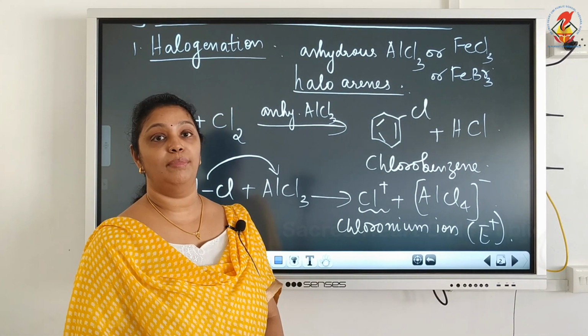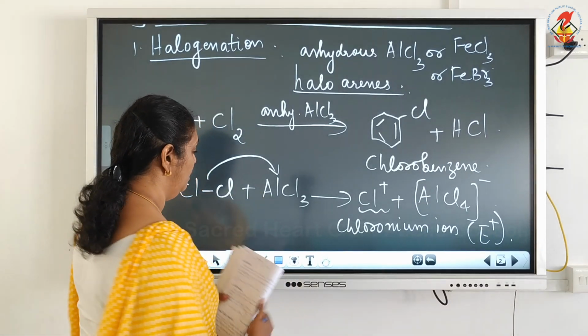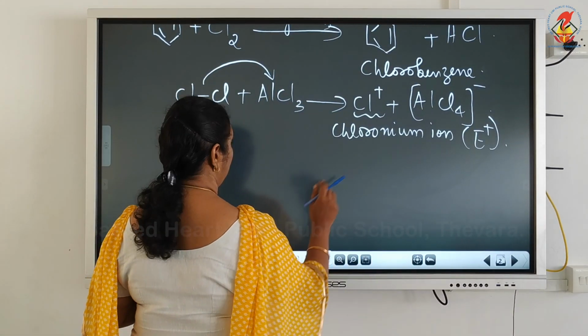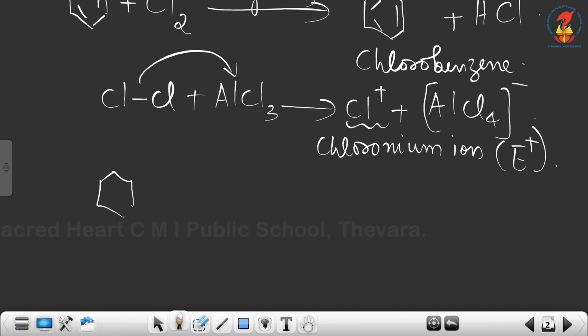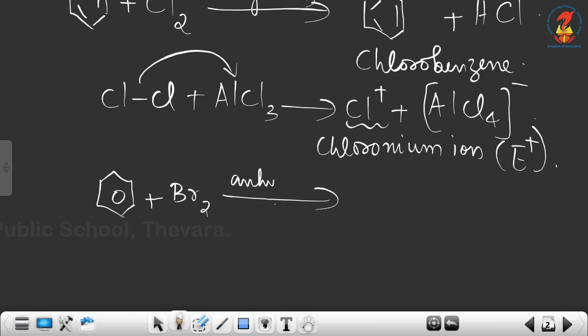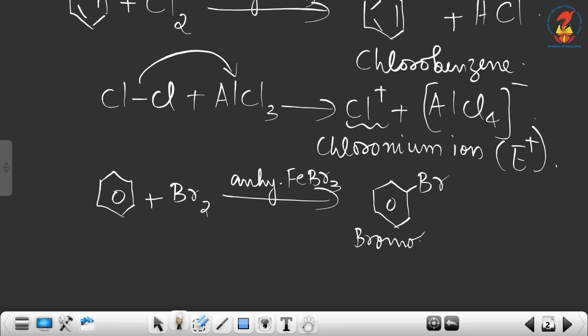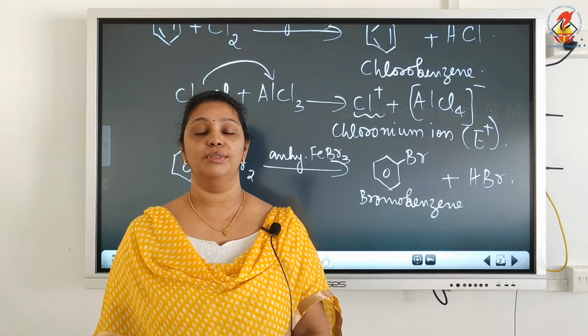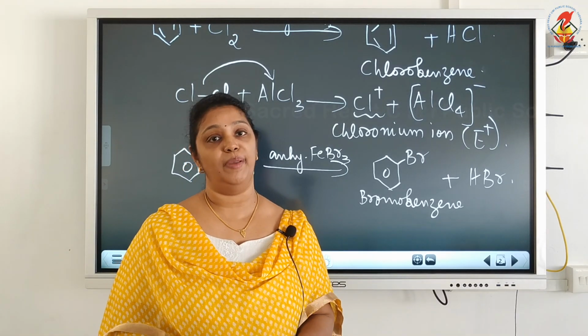Now let's try the example with a bromine molecule. Another example for halogenation is benzene plus bromine in presence of anhydrous ferric bromide. Here the electrophile is the bromonium ion, Br plus, which will substitute one hydrogen from benzene. So we get the product as bromobenzene, and HBr is the byproduct. So this is the halogenation reaction of benzene.